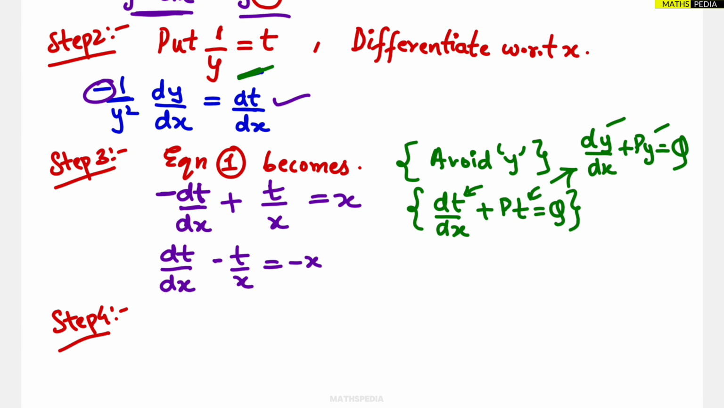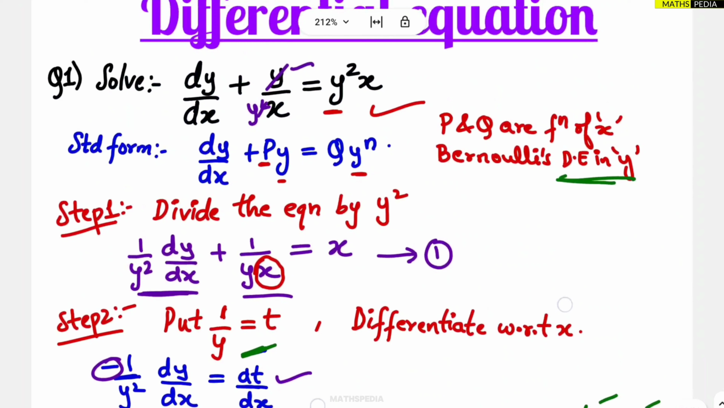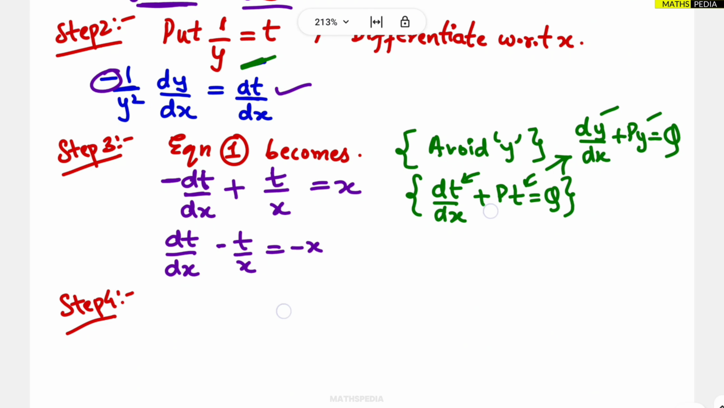Now here we are going to identify P and Q. We know that P and Q is a function of X. We have already studied this. So we are going to identify the P and Q values. When you compare it with this equation, we get to know that beside T, P is sitting. So beside T, P should be there, and Q is on the RHS side. So you can write P value as minus 1 by x, and Q value as the RHS part, minus x. Done.